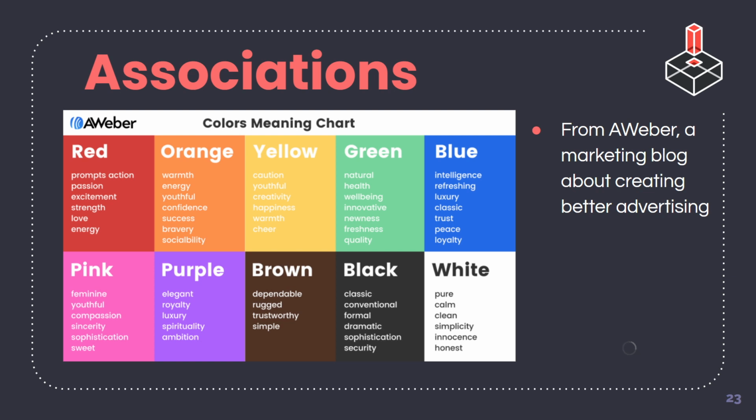So I put up a chart here from a website called Aweber, which is a marketing blog about creating better advertising. The thing about color associations is that they're very relevant to character design, but they're also used all over in design, in marketing, in advertisements that you see every day. A company that might want you to believe that they're healthy and natural will use a lot of green in their advertisements, or a company that wants you to think that they're stable or reliable might use a dark blue. And this is taught in schools. This is taught in marketing, and that's why I put this blog up here so that you could see that this is something that is universal and used a lot.